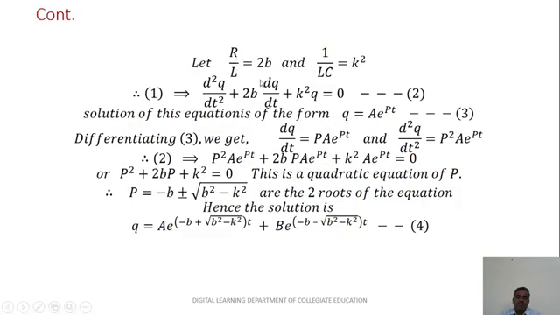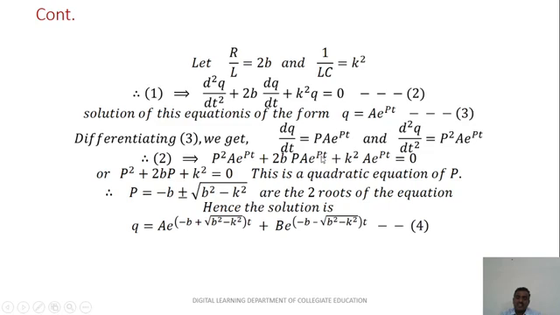Take R by L is equal to 2b and 1 by LC is equal to k square, then the previous equation becomes d square q by dt square plus 2b dq by dt plus k square q is equal to 0. This is a differential equation, and the solution is of the form q is equal to A e to the power of pt. If you differentiate with respect to t, we get dq by dt is equal to p A e to the power of pt. Differentiating again, d square q by dt square is equal to p square A e to the power of pt.